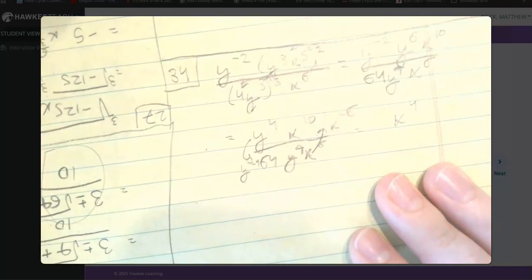So we're going to have x to the 4th on top because we have x to the 10th, so x to the 10 minus 6. And then we have 64, and then we have y to the 9 minus 4, so that would be y to the 5th.